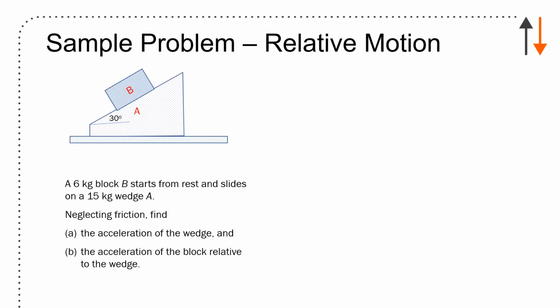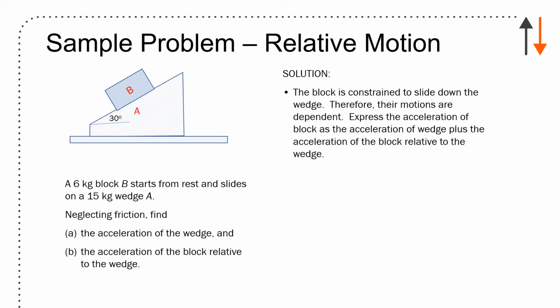So it's the same problem. You may remember this one. It's a 6 kilogram block B, which starts from rest and slides down a 15 kilogram wedge A right there. Neglect friction and find the acceleration of the wedge and the acceleration of the block relative to the wedge.